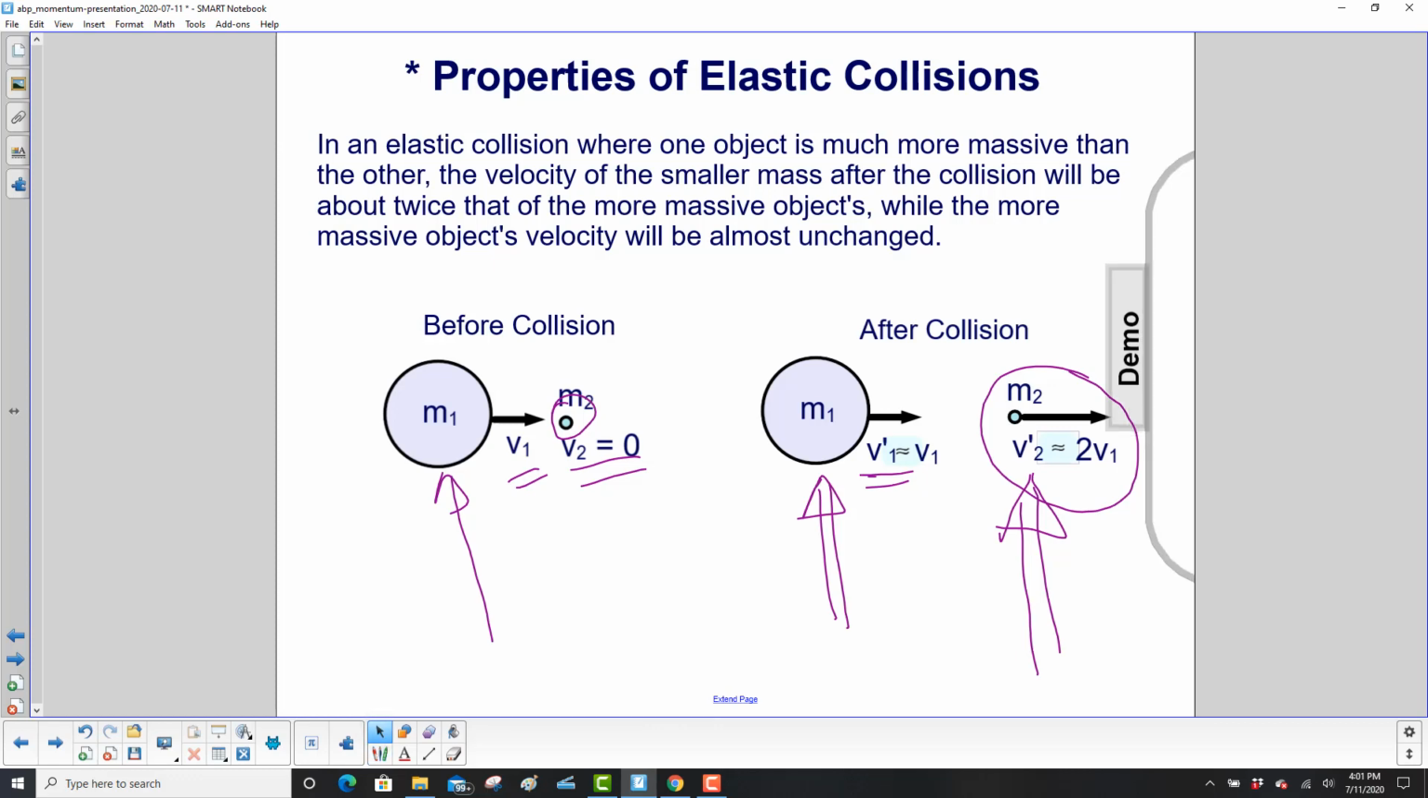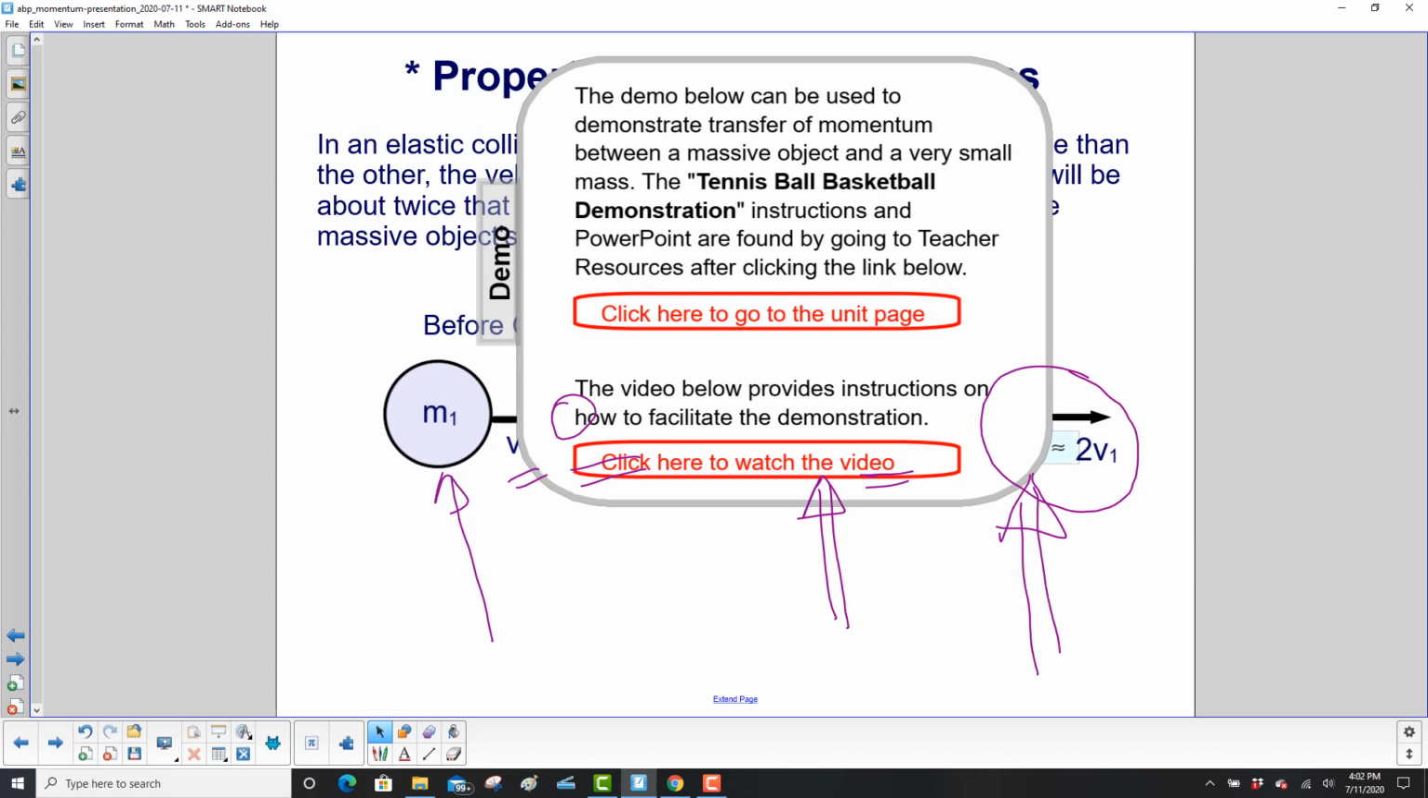And let's see what we have here. There's a demo to use a transfer of momentum between a massive object and a very small mass. So you have a link there, and then you have a video below to show you how to facilitate the demonstration.